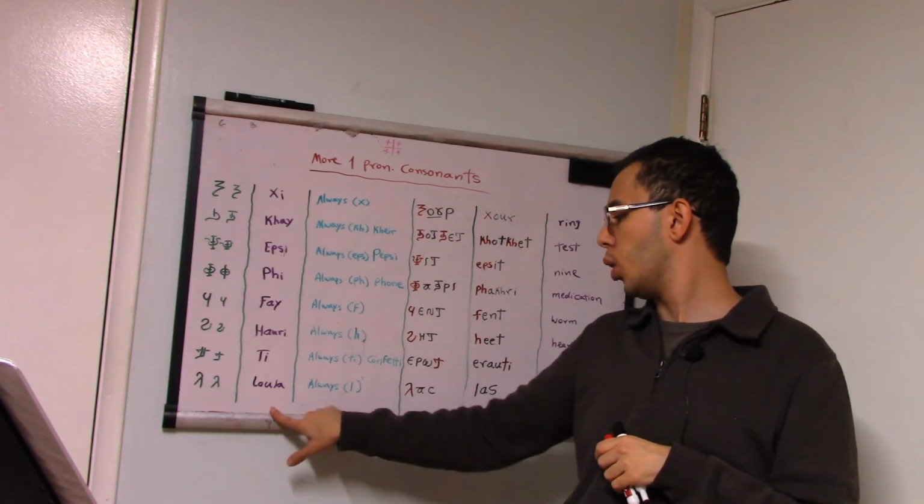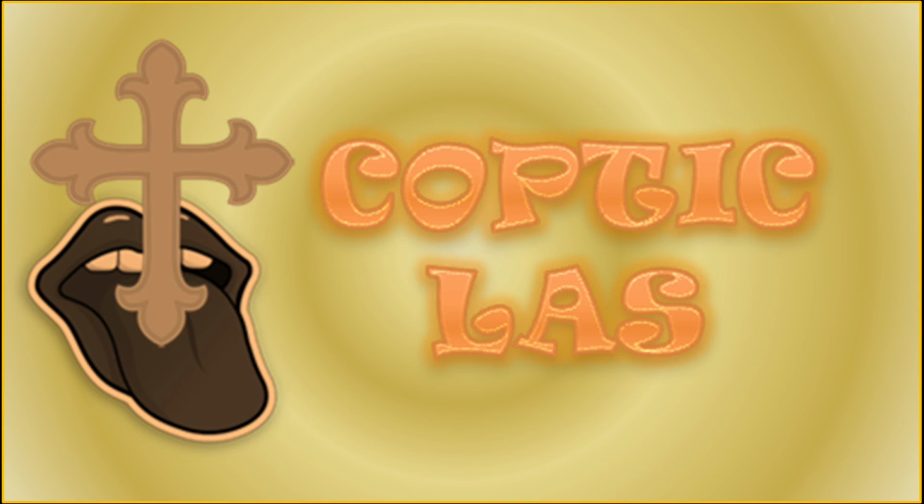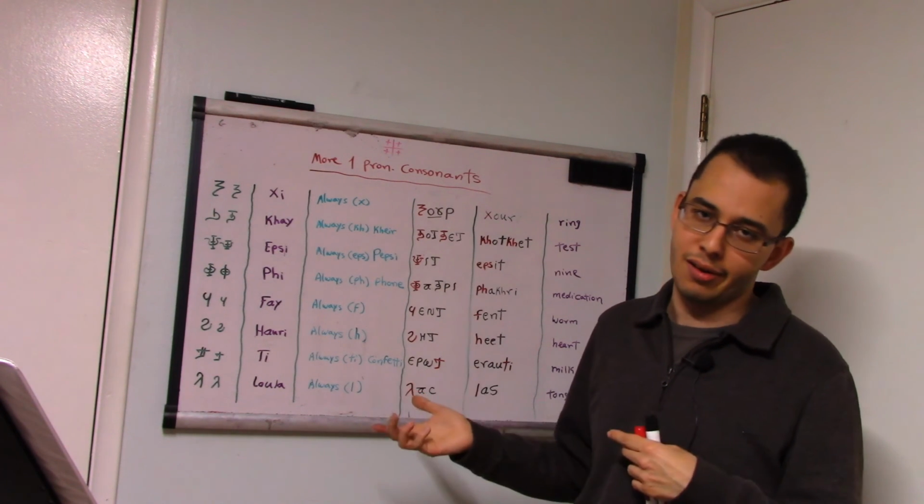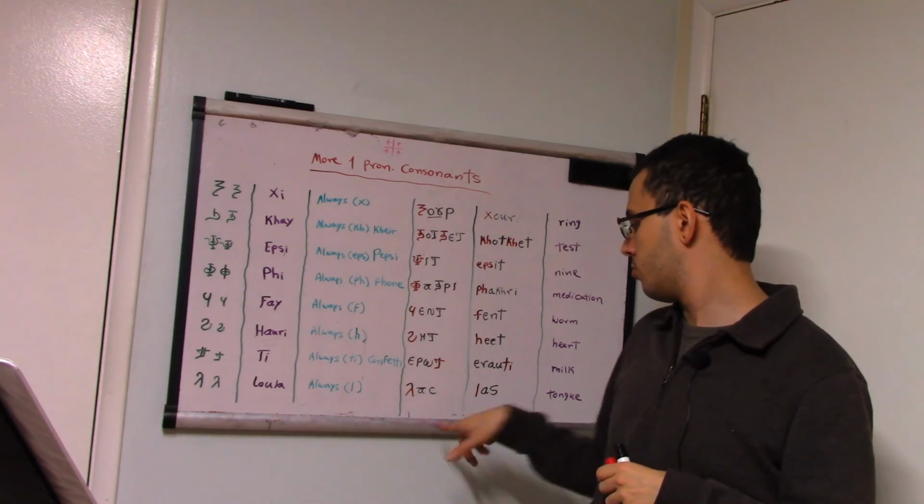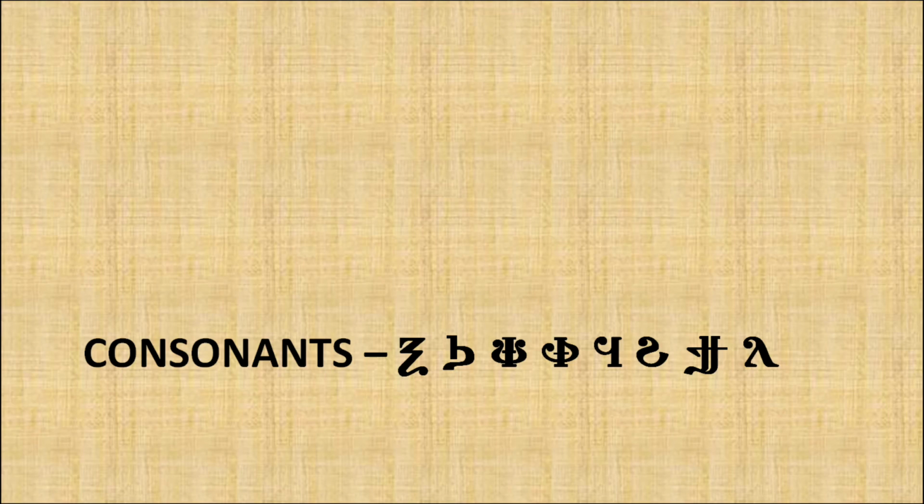Finally, lolla always makes an L sound. Example word is las from the name of the program, and las means tongue. So the name of the program is Coptic tongue. Okay, so here you go. Now you finally learned it. Las, and las means tongue. With that, I am done with this lecture. Thank you so much for watching.